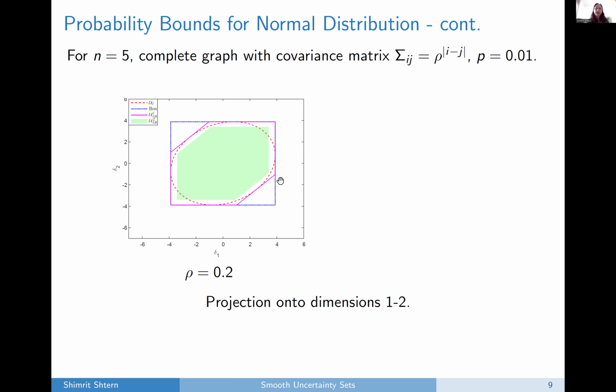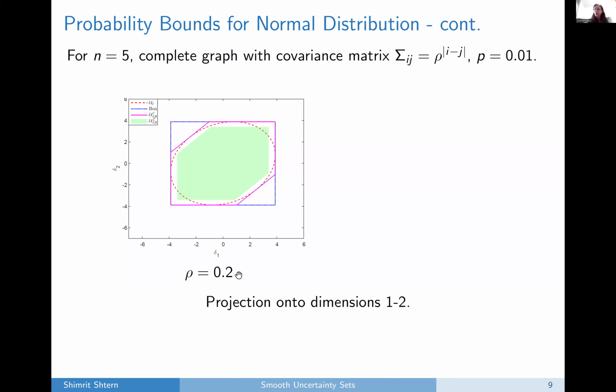The pink is the smooth uncertainty set with chi-square, which is basically a bounding smooth uncertainty set for this ellipsoid. The blue is, of course, the box uncertainty set that bounds this ellipsoid. And the green is the uncertainty set that we constructed from the normal distribution. This is here for rho equals 0.2. And of course, we have a 5-dimensional uncertainty set. Here it's the projection on the first and second dimensions, just so we can look at it.